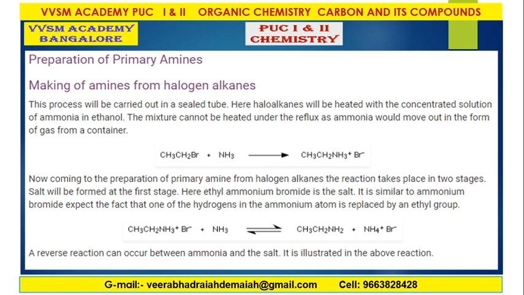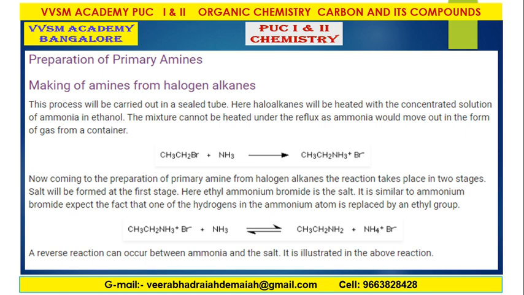This process will be carried out in a sealed tube. Here, haloalkanes will be heated with a concentrated solution of ammonia in ethanol. The mixture cannot be heated under reflux, as ammonia would move out in the form of gas from the container. The reactions are in sealed tubes. Okay, this is the reaction of halogen alkanes making amines.